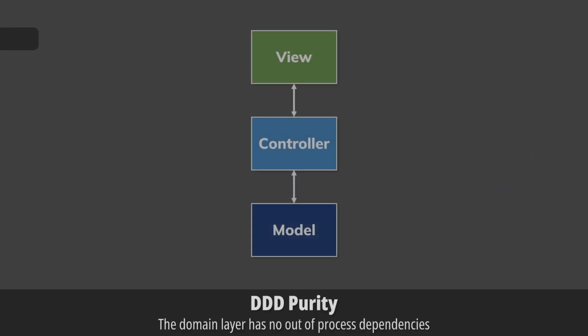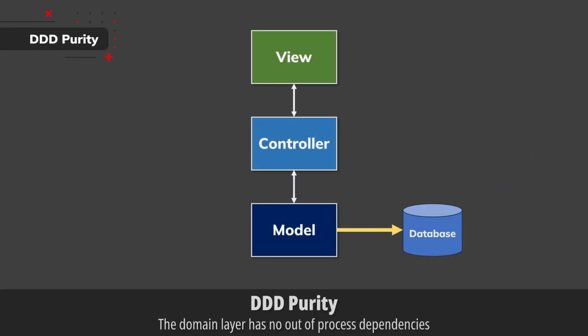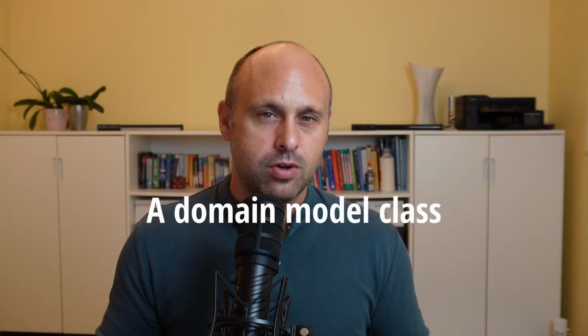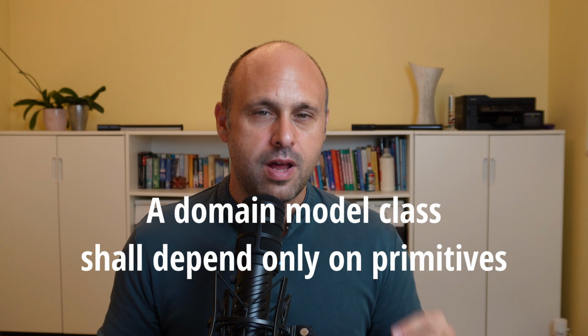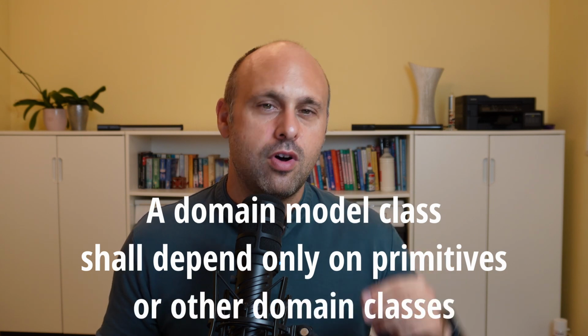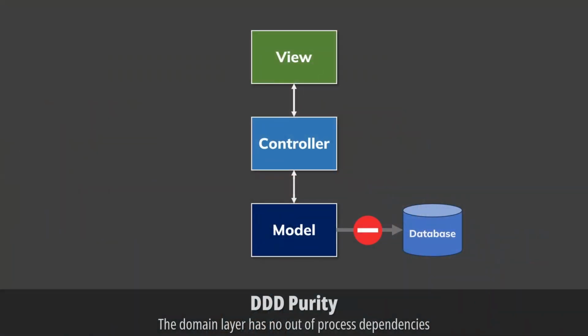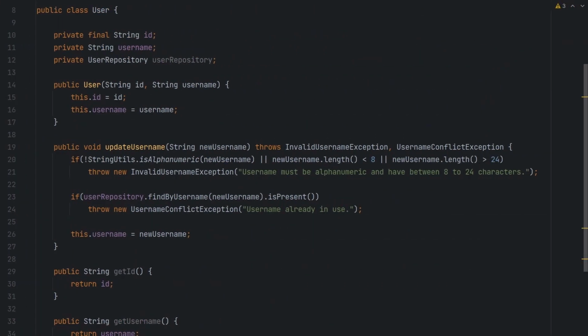A domain model is pure when it doesn't have out-of-process dependency. A domain model class needs to depend only on primitives or other domain classes. So, now let's imagine another requirement. We need to check for username uniqueness when we update the username. If we want to keep the model complete, we need to slot the uniqueness check in the user entity class itself.